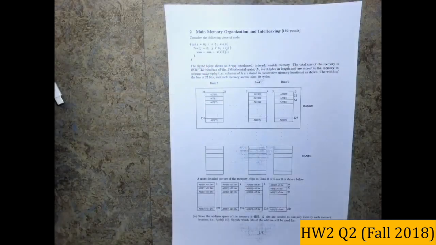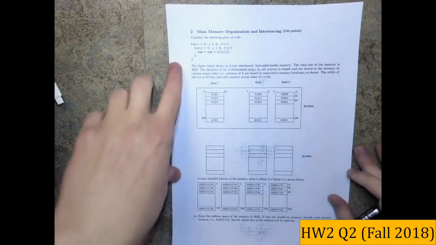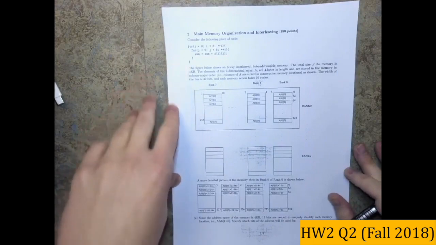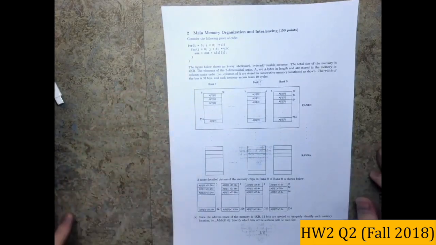Probably you will need first to be reminded of the question. It was part of homework 2, which was a few weeks ago. This question is basically about main memory and its organization. At the beginning, it gives you a small piece of code, which is a simple array traversal. It goes through all elements of a 2-dimensional 8x8 array and sums up all elements in this line.